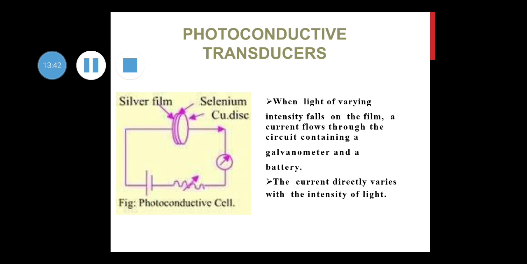This is a general diagram of a photoconductive transducer. When light of varying intensity falls on the film, a current flows through the circuit containing a galvanometer and a battery. The current is directly proportional to the intensity of the light. This is all about the transducers.